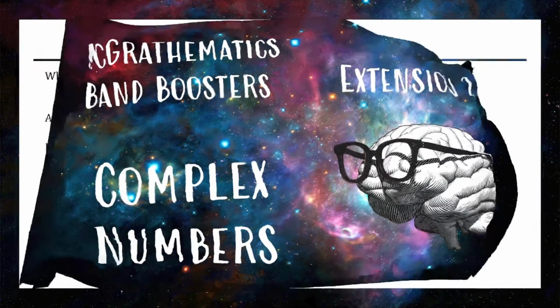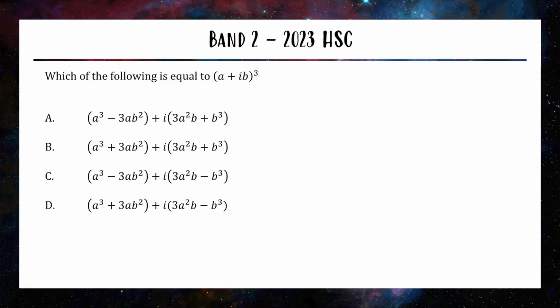Okay, we're going to kick off with a question from the most recent HSC exam at the time of recording, which is 2023. A nice easy band 2 E1 level question. Which of the 4 following is equal to (a + ib)^3? Pause and have a crack if you would like, or just watch along with me if you're feeling like cruising today.